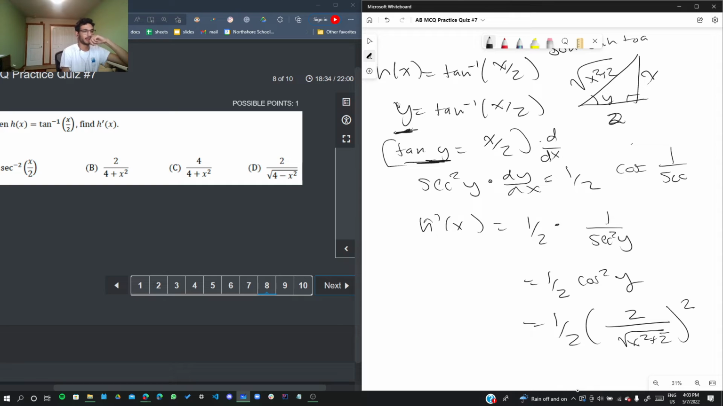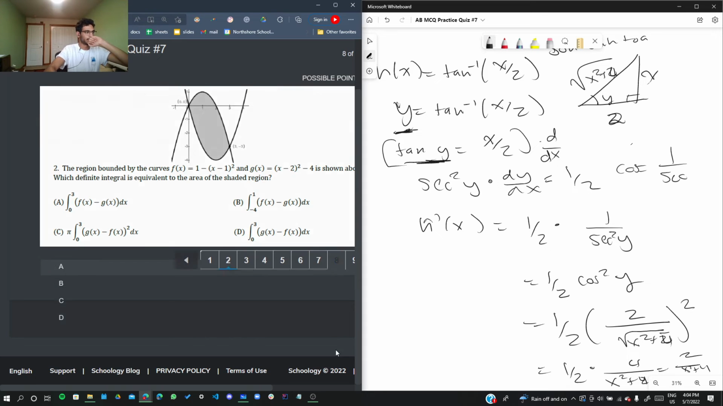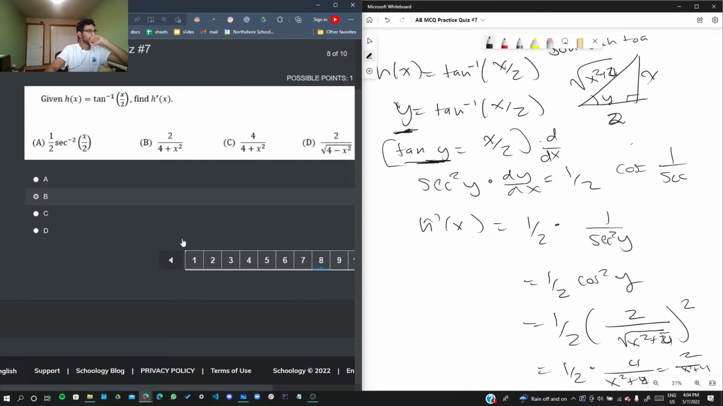But then this entire thing is squared, right? So this is cosine squared, so it's half times 4 over x squared plus 4. I probably messed up, here it should be 4. So it'll just be 2 over x squared plus 4. Okay, we need to speed up quickly, otherwise I'm going to run out of time. So this is B.